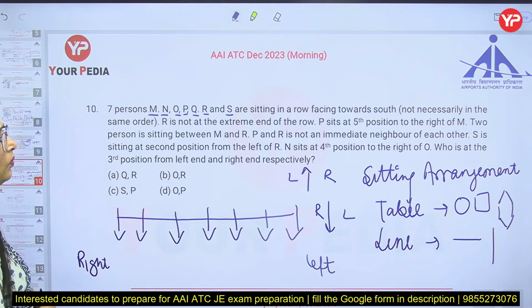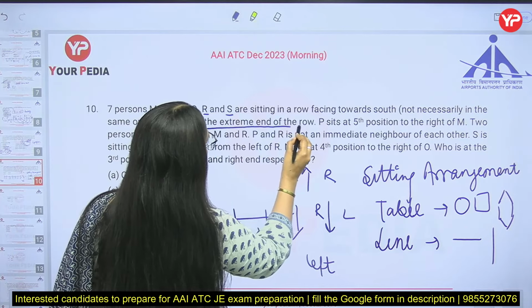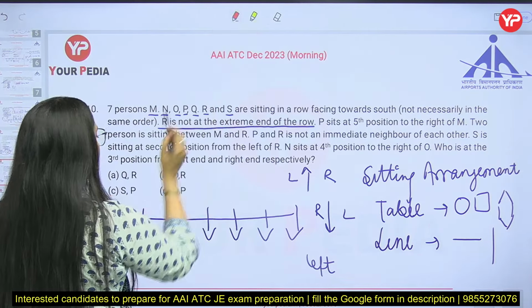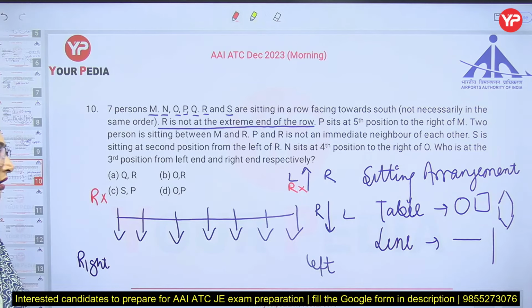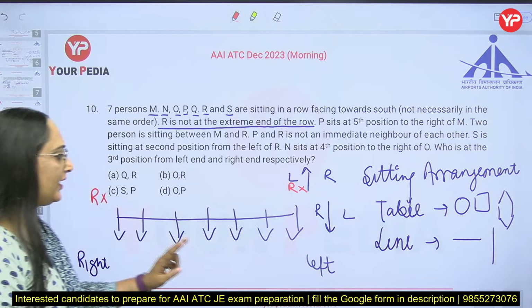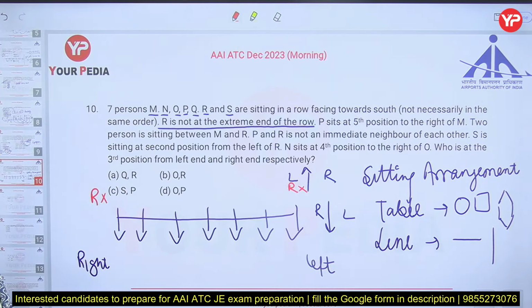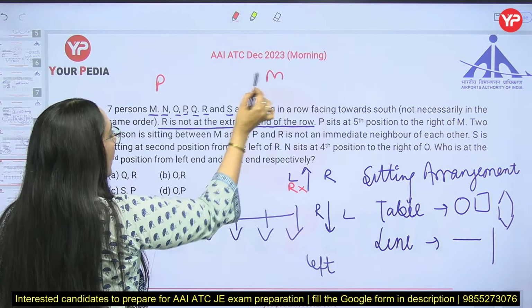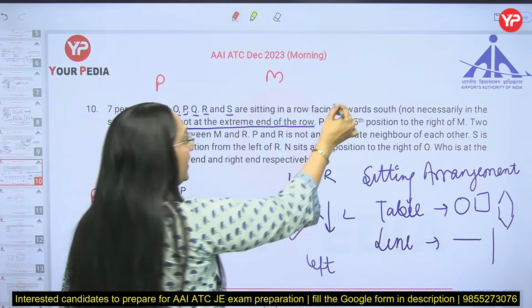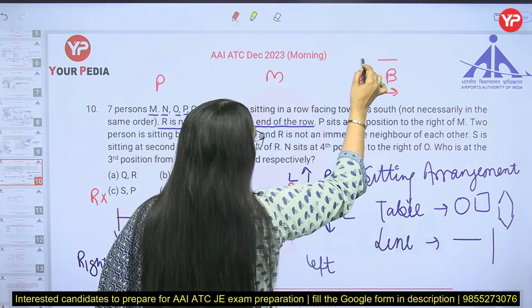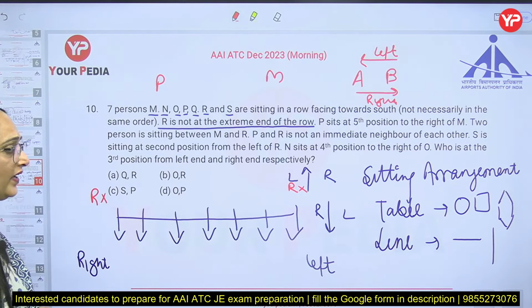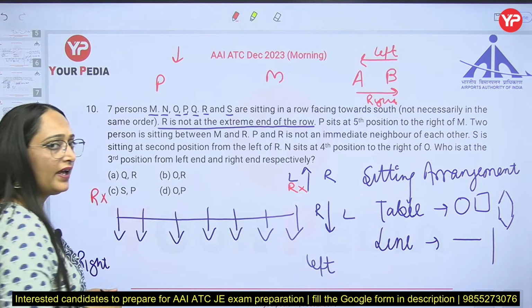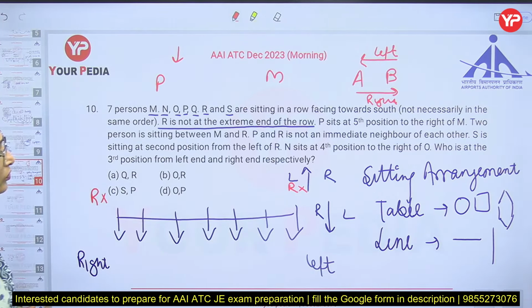Okay. Now R is not at the extreme end of the row. He is saying that R is not at the end of this row. So we know that R is not at the right end and R is not at the left end. P sits at the 5th position to the right of M. If P is 5th to the right of M, that means M is to the left of P. If A and B are sitting together and B is right of A, that means A is left of B. In the same way, if P is right of M and they are facing south, that means M is left of P, and P sits 5th to the right of M.